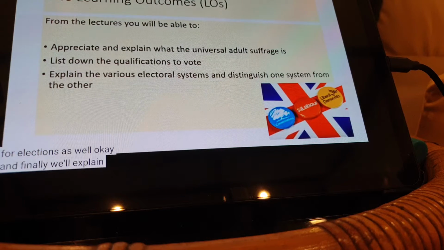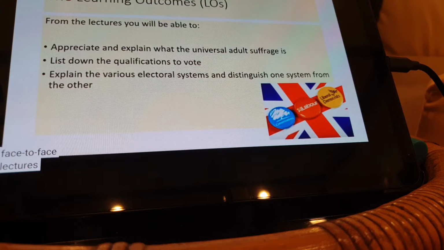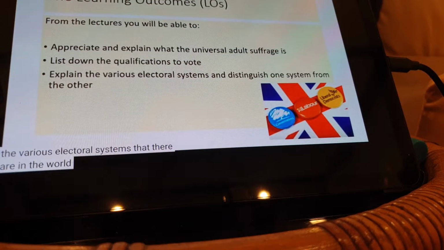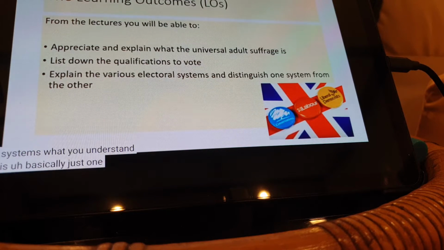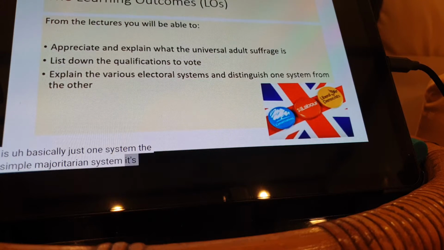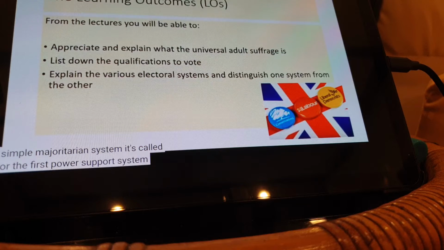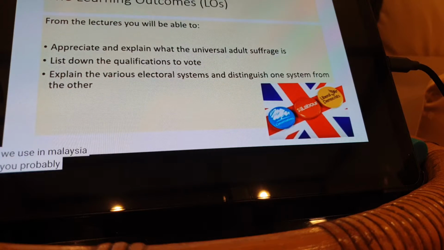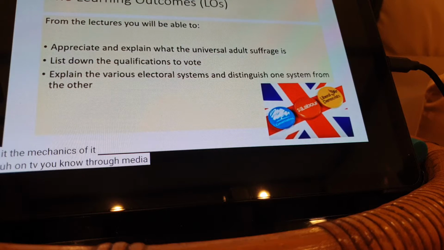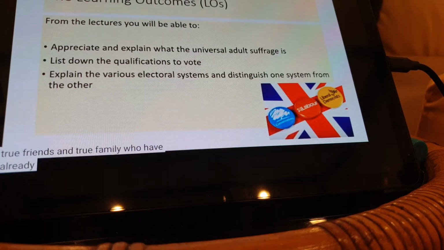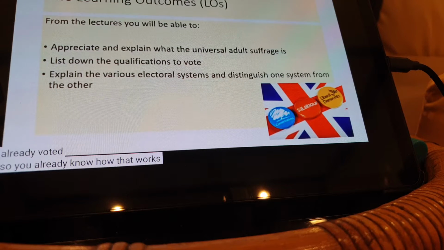And finally, in our face-to-face lectures, we will explain to you the various electoral systems that there are in the world. There are very many diverse systems. What you understand is basically just one system, the simple majoritarian system, or the first past the post system that we use in Malaysia. You probably understand it because maybe you haven't voted, but you would have heard about the mechanics of it on TV, through media, through friends and through family who have already voted. So you already know how that works.